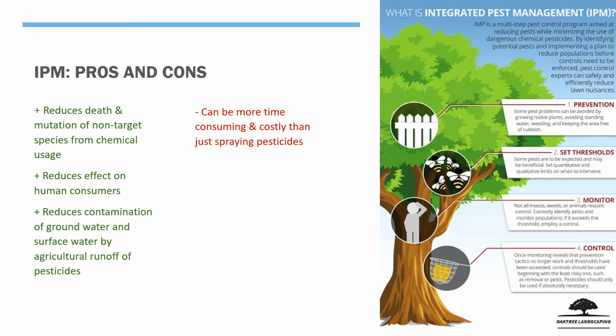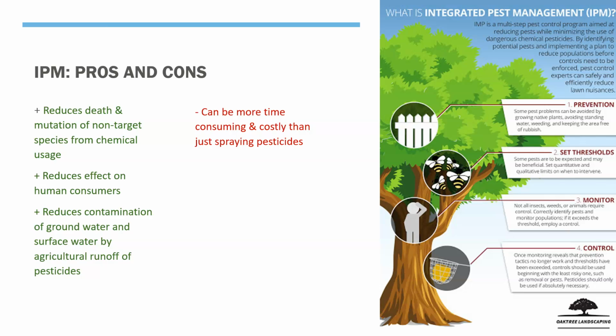Additionally, IPM reduces the effect on human consumers. So remember, the goal is to maximize intervention over toxic treatments such as pesticides. That also reduces our contamination of groundwater and surface water from the runoff of pesticides from agricultural applications.